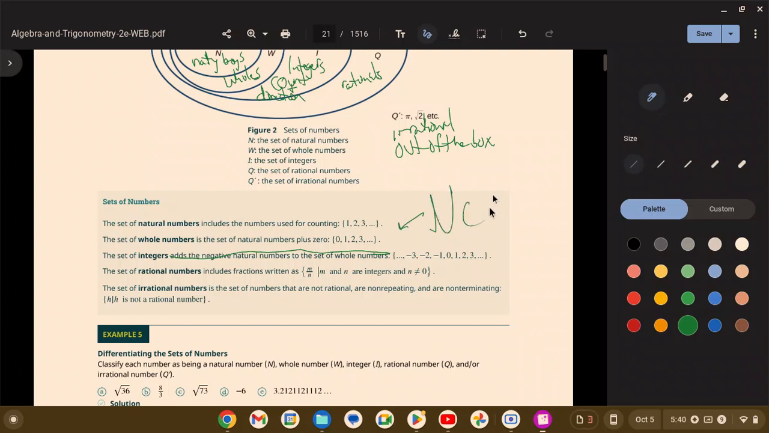No. Sad face. It's the negative natural numbers plus 0 plus the natural numbers. Because 0 and the positive numbers have nothing to really do with each other besides the fact that 0 is a bridge.